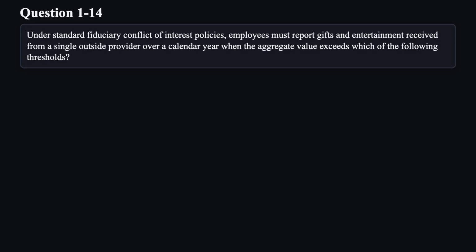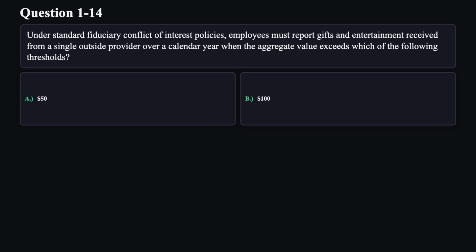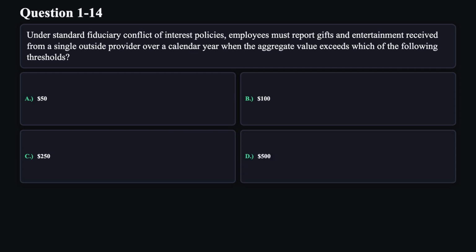Question 14. Under standard fiduciary conflict of interest policies, employees must report gifts and entertainment received from a single outside provider over a calendar year when the aggregate value exceeds which of the following thresholds? A. $50. B. $100. C. $250. D. $500.